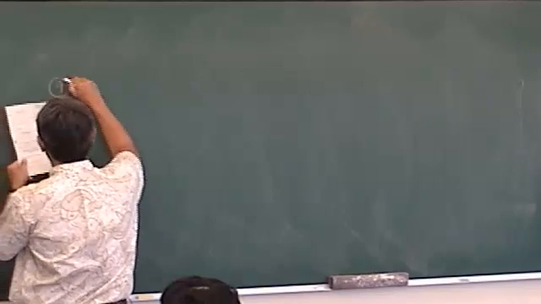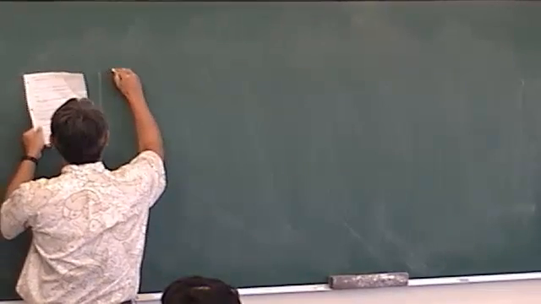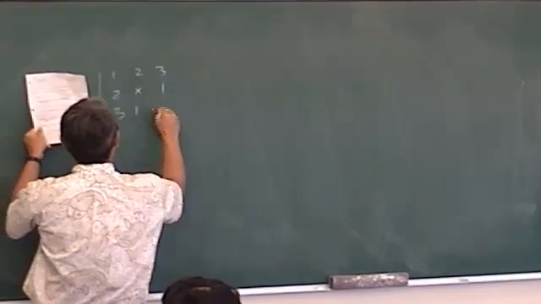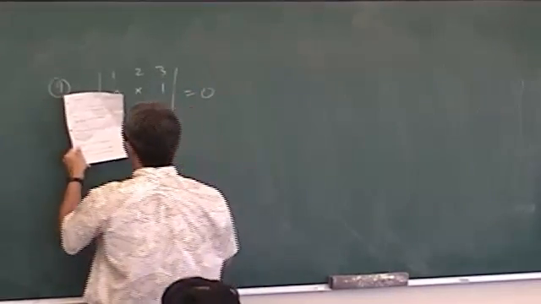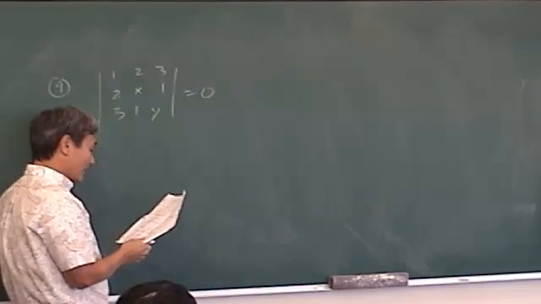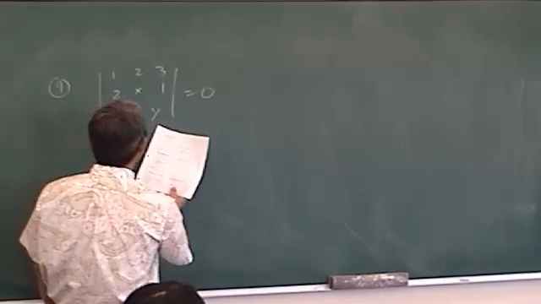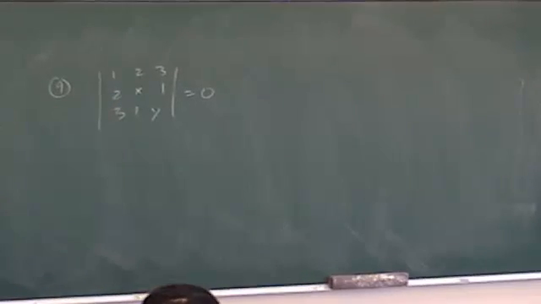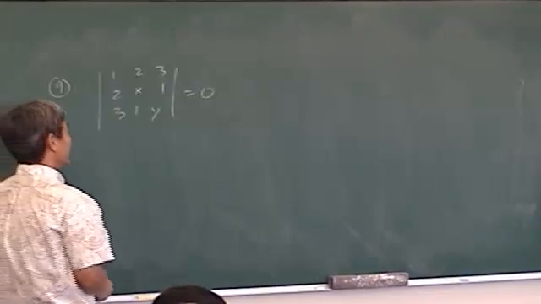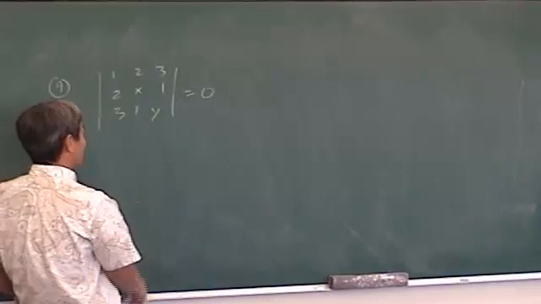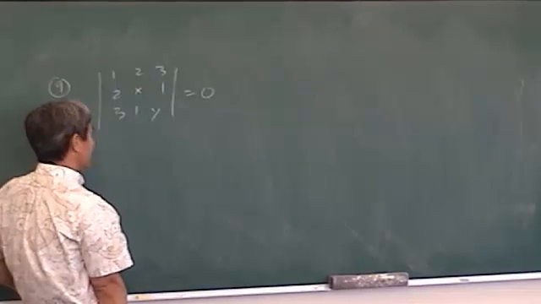Okay, let's do this. Okay, so we have a determinant: 1, 2, 3, 2x1, 3, 1y equals 0. Find all ordered pairs x and y where x and y are positive integers so that when you put it into this determinant, you get 0. Well, what should I do first? Okay, let's pretend this is a problem on a test. Well, this was on the test like 3-4 years ago. What's the first thing I should do?